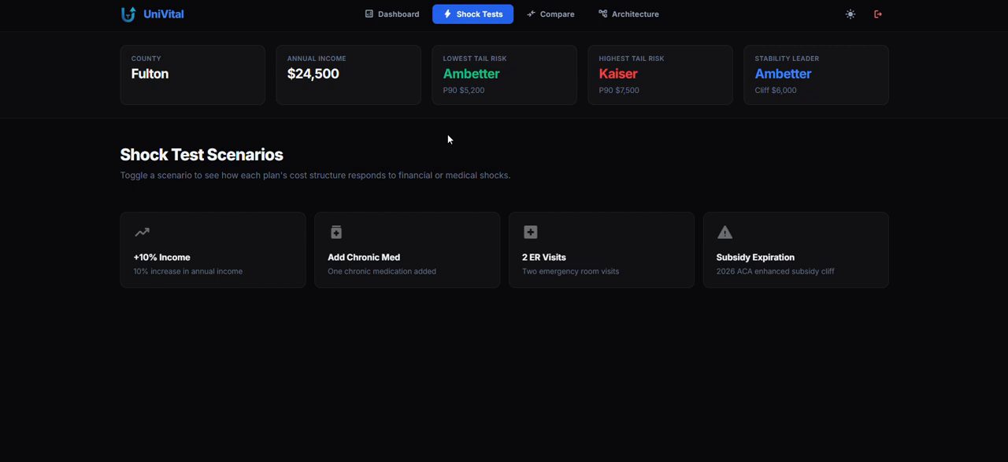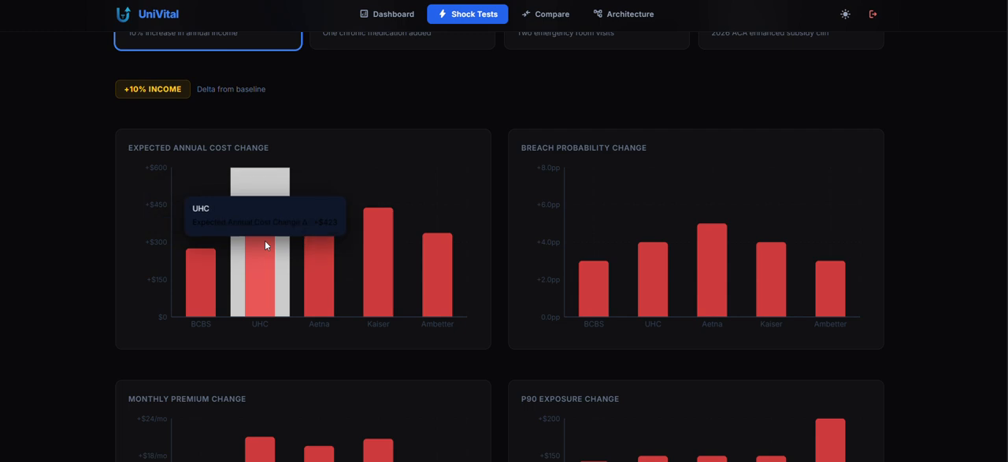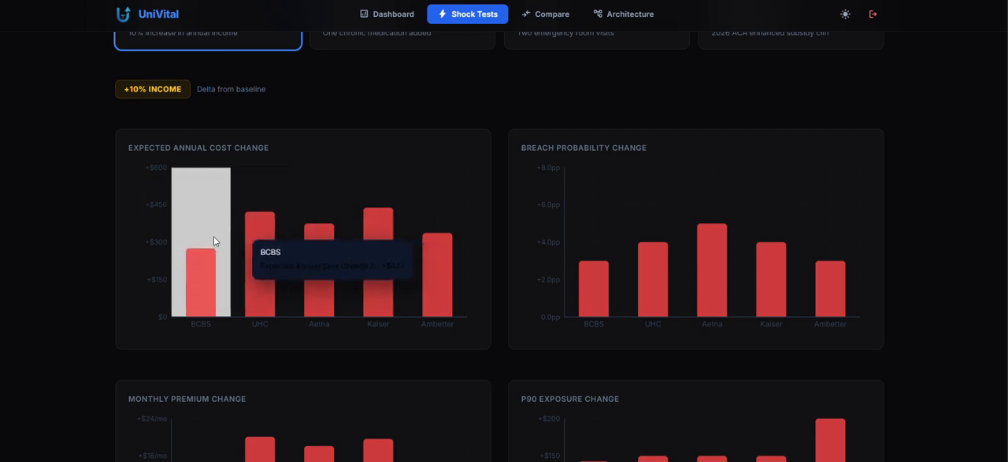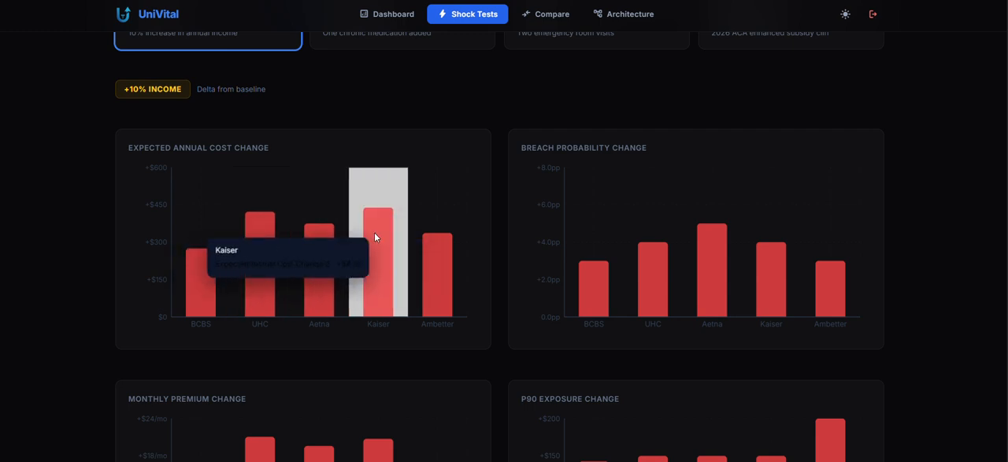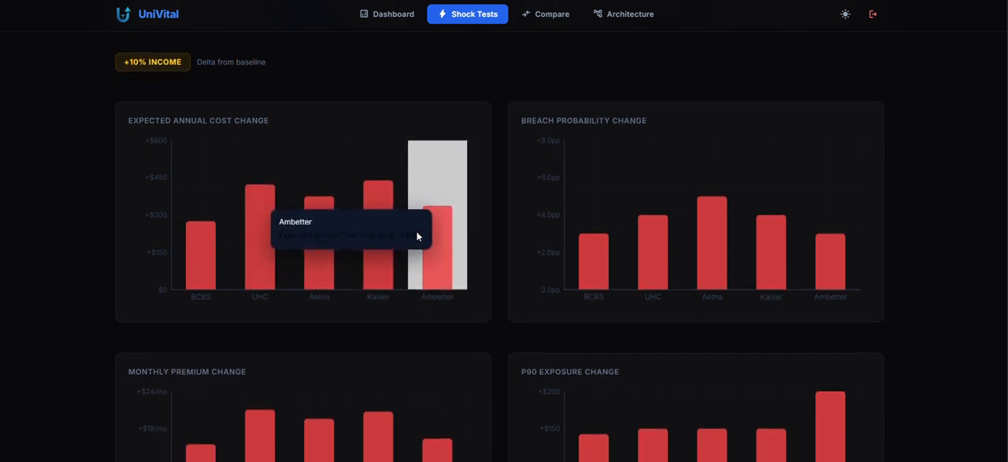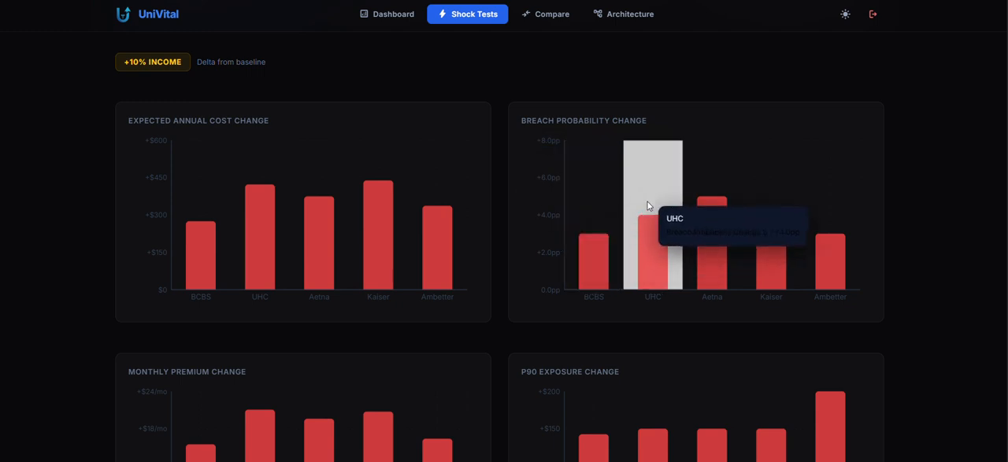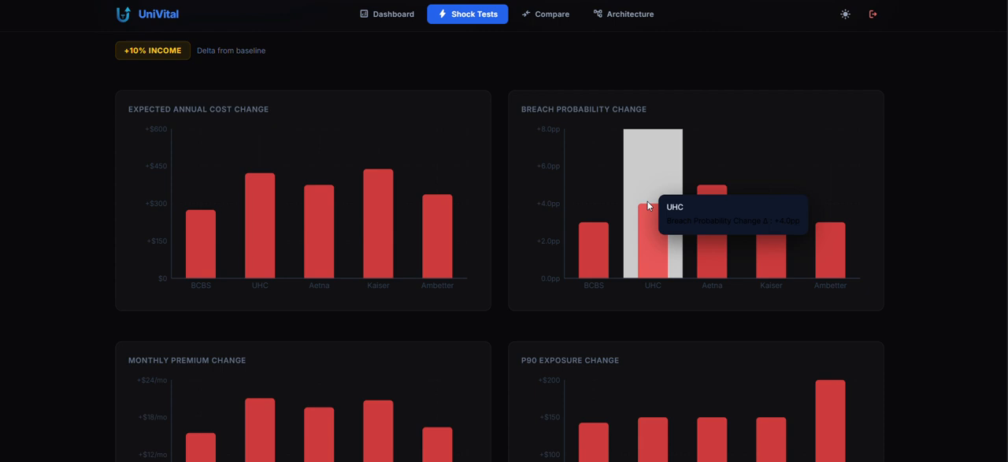Then we stress test each plan. What happens if income increases by 10% if you just land a summer internship, or if you need another medication? What if subsidies expire entirely? So we compute the change in expected annual cost, breach probability, and tail exposure for every plan. Students can compare which plans remain stable under stress and which ones deteriorate quickly. For example, with a 10% income change, you can see how your expected annual cost changes across different healthcare providers, or how their breach probability changes when there is an income change for you.